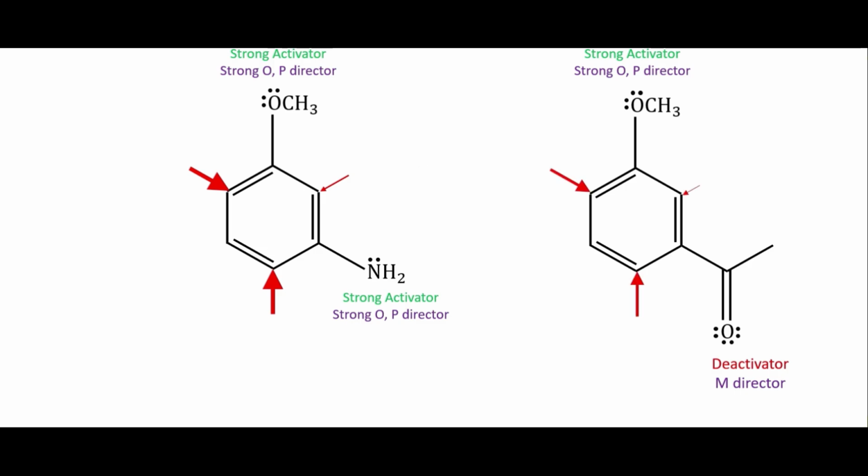Then the one on the right, we see that we're mostly going to add onto these two carbons here, because this strong OP director is going to predominate over this meta director here. And so adding to carbons that are ortho or para to this ortho-para director is going to predominate. We might get a very tiny amount of activity here, but again, that's going to be sterically hindered, so there is not going to be very much going on there.